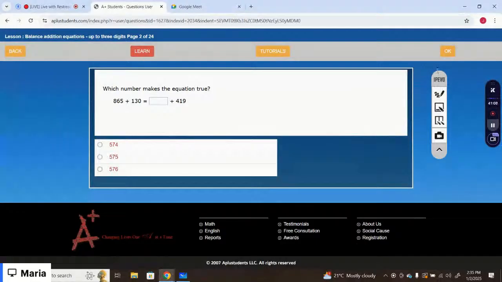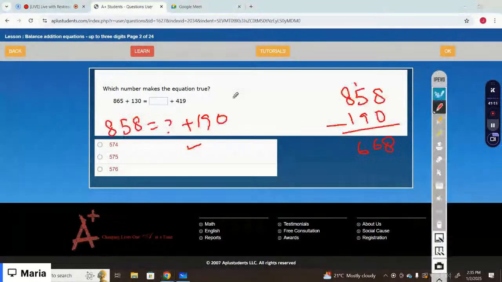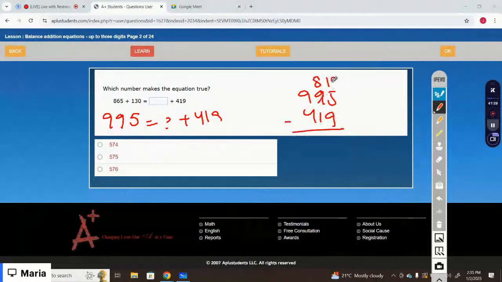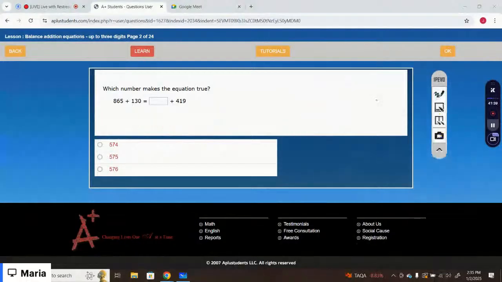Which number makes the equation true? So add these two numbers, 865 plus 130, that is 995. So you need to find the missing number on this side. So you have to subtract 419 from 995. When you subtract, 15 take away 9 is 6, 8 take away 1 is 7, 9 take away 4 is 5. That is 576. Very good. That is option number 3. 576 is the correct option.